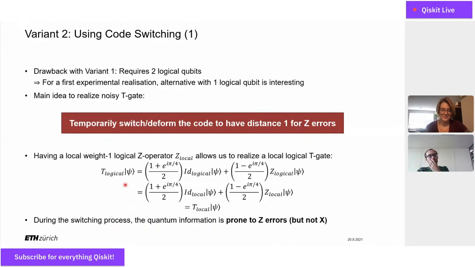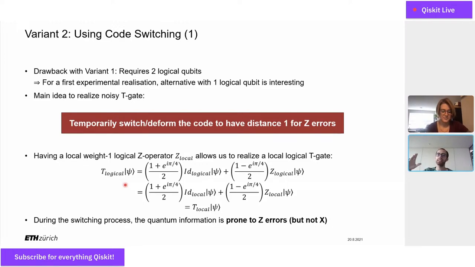Right. So at this point, I'm going to talk about the second variant, which is using code switching. The reason why we wanted to also look for a second variant of how we can realize this early mitigation of logical T gates is because the first variant I showed you in the previous slides still has some experimental difficulties that might make it difficult to realize in practice. First of all, it requires two logical qubits, and also all these protocols to prepare noisy magic states might be rather complicated. The protocol from Ying Li, for example, has a lot of post-selection, and you have to repeat the process many times until you get exactly what you want. We wanted a second variant that has less hardware complexity and is maybe more suitable for a first hardware realization.